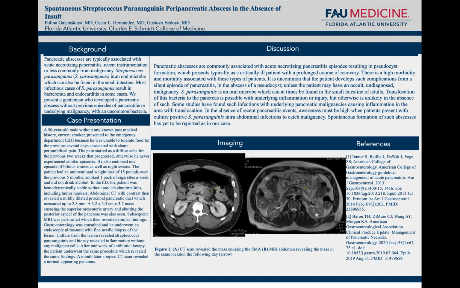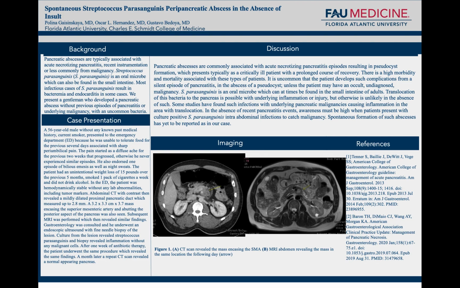S. parasanguinis is an oral microbiome, which at times could be found in the small intestines. Translocation of the bacteria to the pancreas is possible if there's inflammation or injury to the area, but otherwise it's very unlikely in the absence of such. Some studies have found these infections with underlying pancreatic malignancies, which cause inflammation, thus translocation.